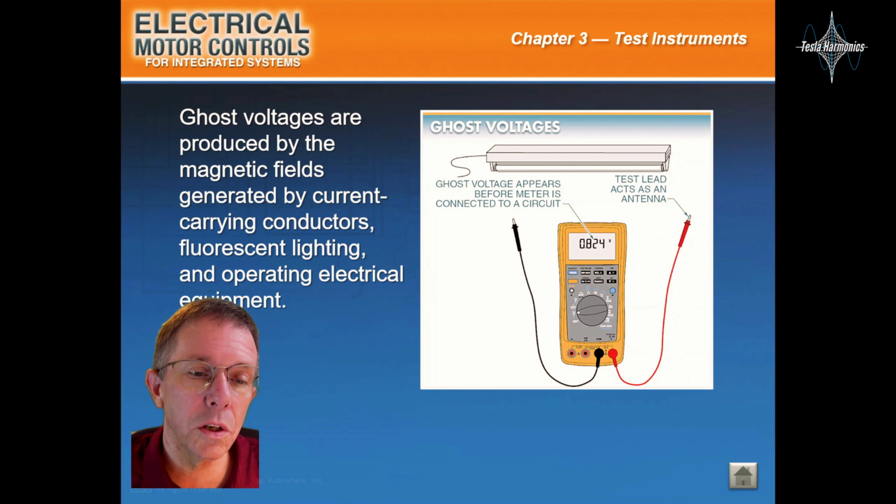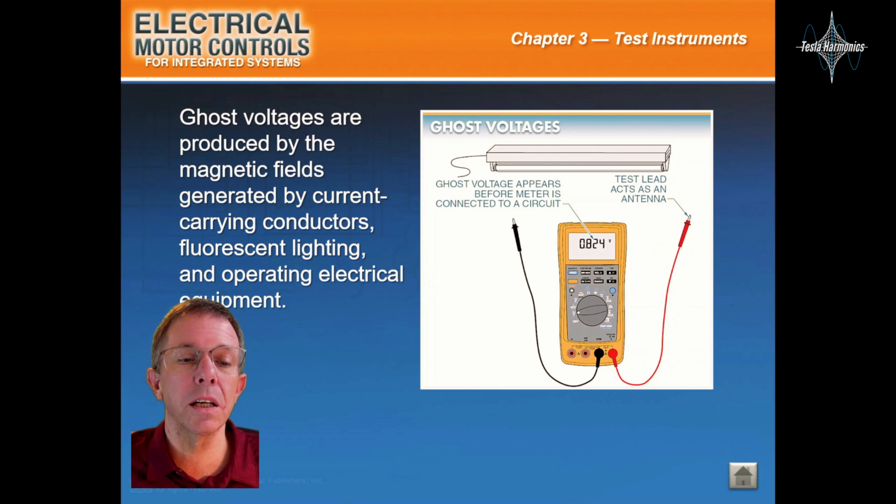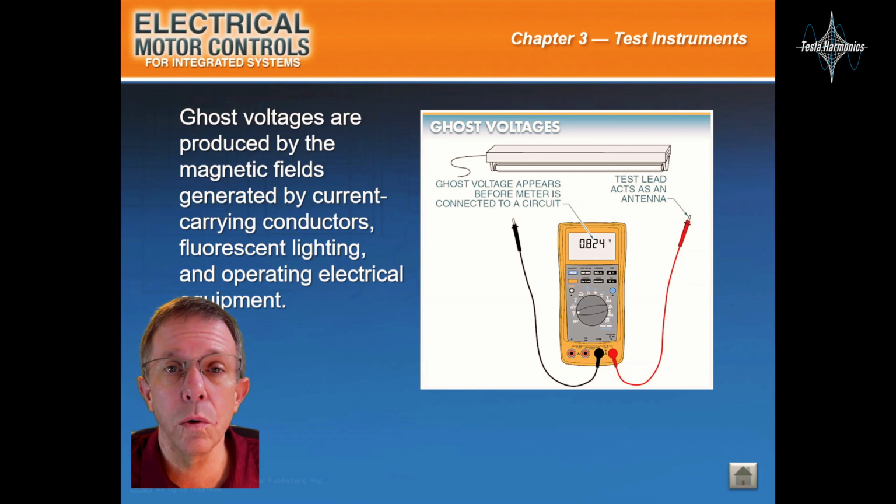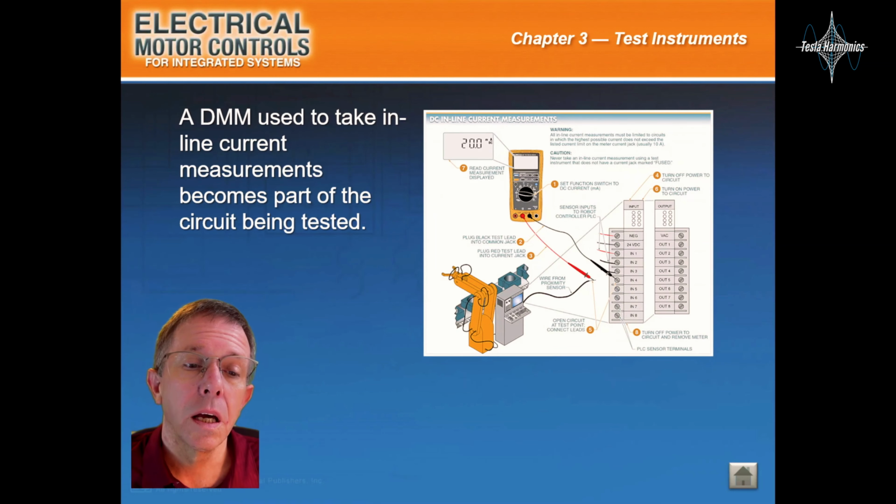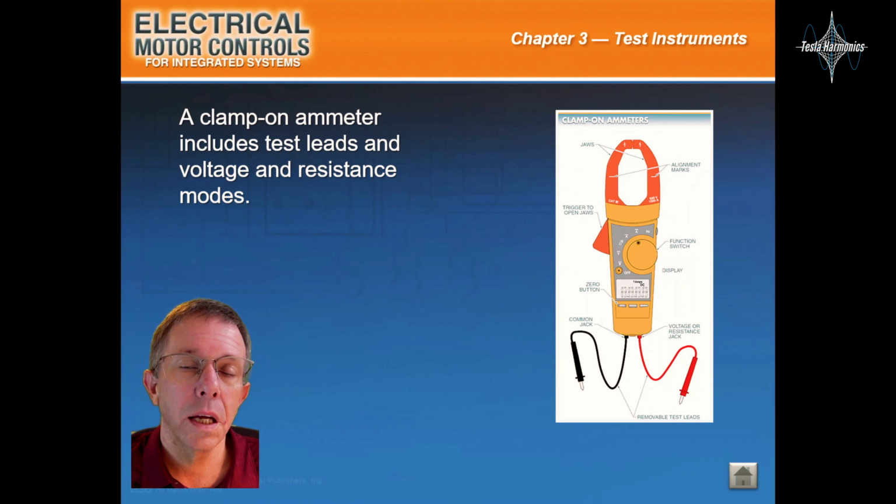Ghost voltages are produced by the magnetic fields generated by current carrying conductors, fluorescent lighting, and operating electrical equipment. A digital multimeter used to take inline current measurements becomes part of the circuit being tested. A clamp-on ammeter includes test leads and voltage and resistance modes.